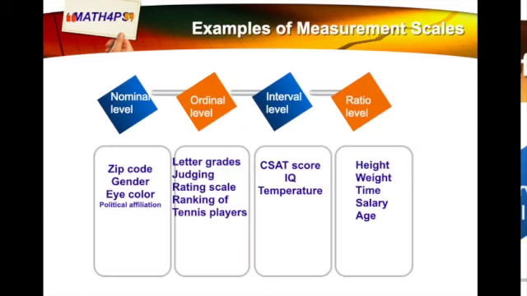Now, here are other examples of variables for each level. We have zip code, gender, eye color, and political affiliation under the nominal level, while under the ordinal level, variables such as letter grades, judging rating scale, and ranking of tennis players. In the interval level, variables such as CSAT score, IQ score, and temperature are measured, while variables that are measured under the ratio level include height, weight, time, salary, and age.